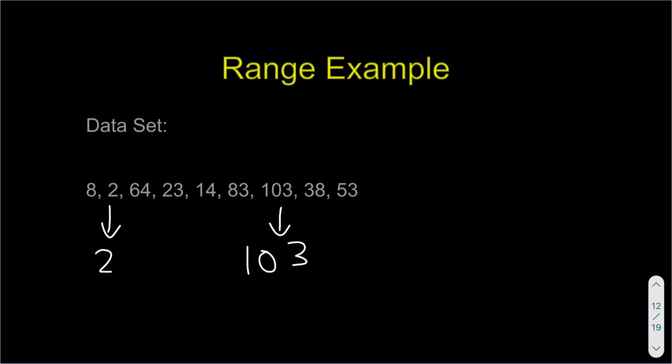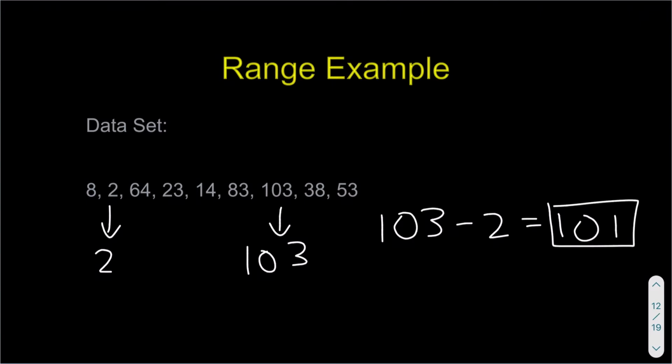So in order to find the range of the entire data set, we do 103, which is the largest number, minus the smallest number, which is 2, which is 101. And that is going to be the range of the data set here.